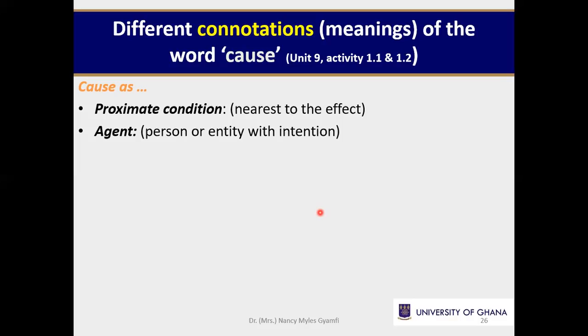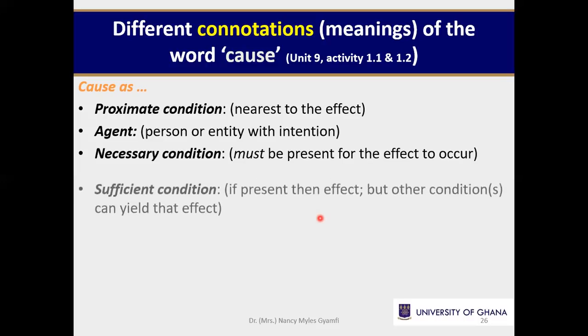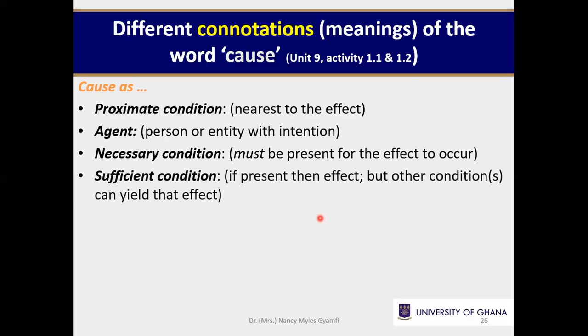Okay. Then agent will be who. Now who caused something? The agent could be the University of Ghana caused something. It's an entity or a human person. Okay, that's what agental cause should mean. Then on your screen you see necessary condition. Necessary means it must be present for the effect to occur. If it is not there, the effect cannot come.